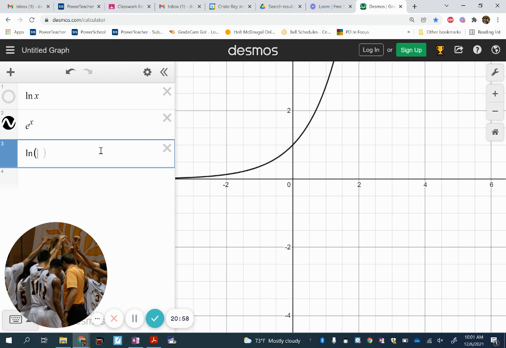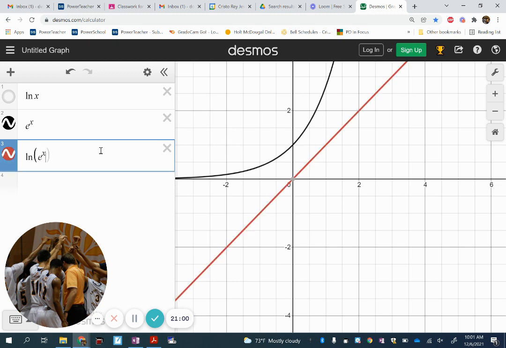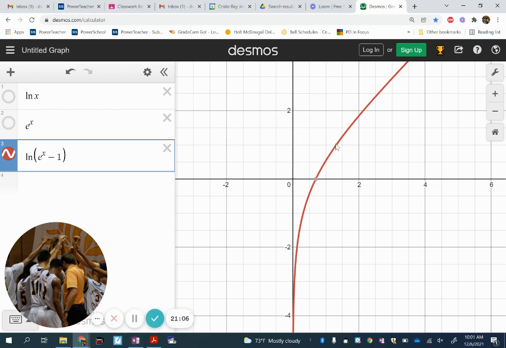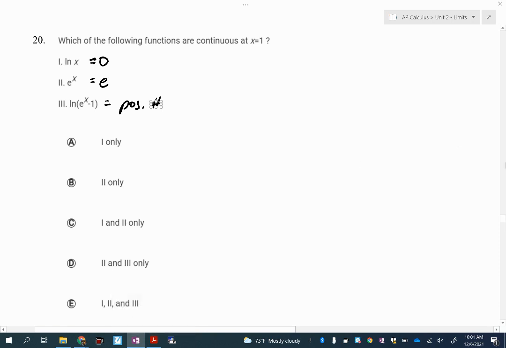The last one was, I think, the natural log of e to the x power minus 1. I'll confirm. Yes. And for this one, at 1 I got a positive number, approximately 0.541. So again, all three of these are fine. They're all continuous, so the answer is going to be E.